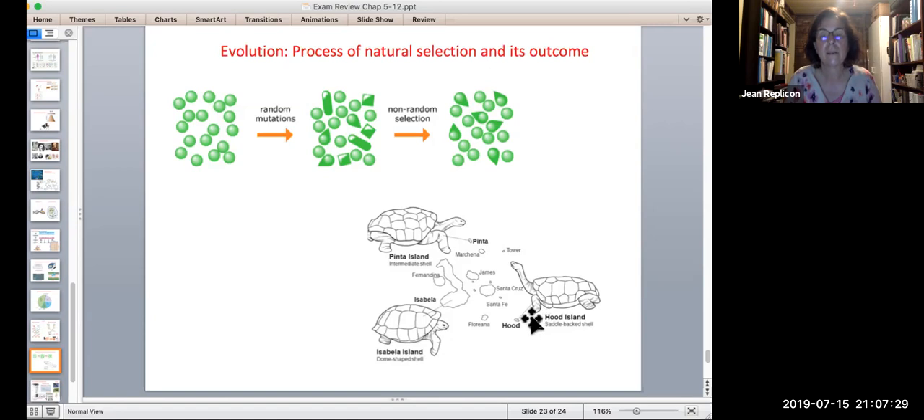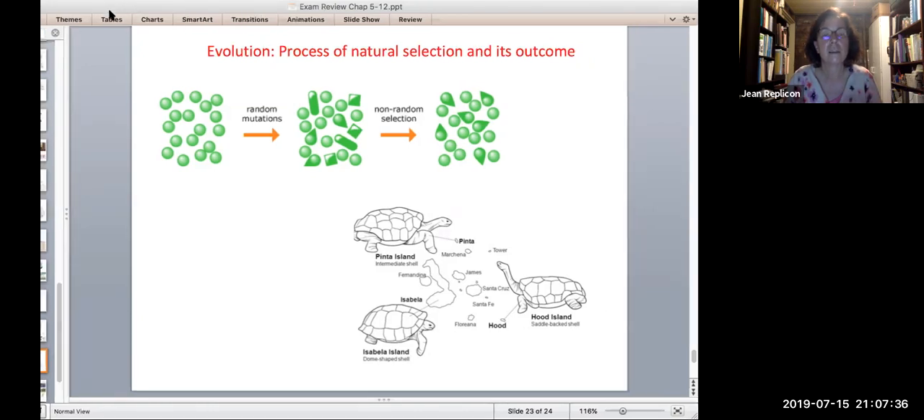And so that's how all of our traits that are particularly well suited for our life, and other organisms' traits, came about. Originally from random mutation and then being selected.